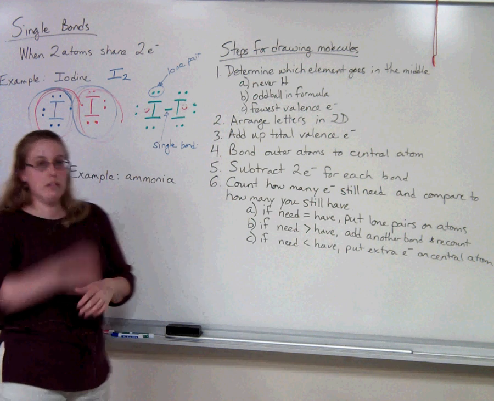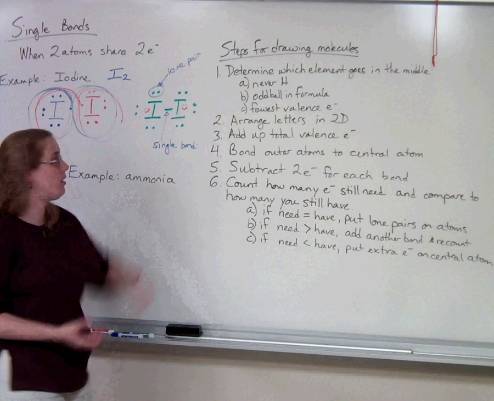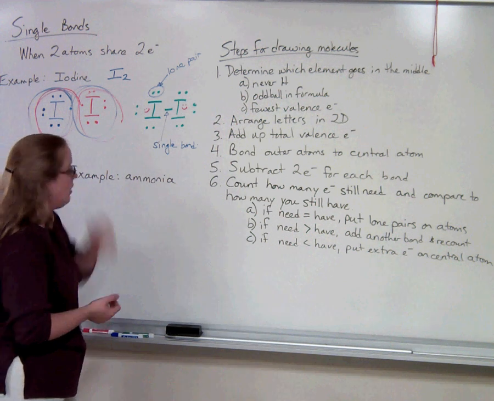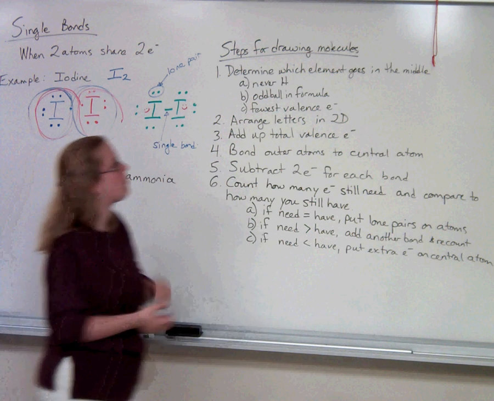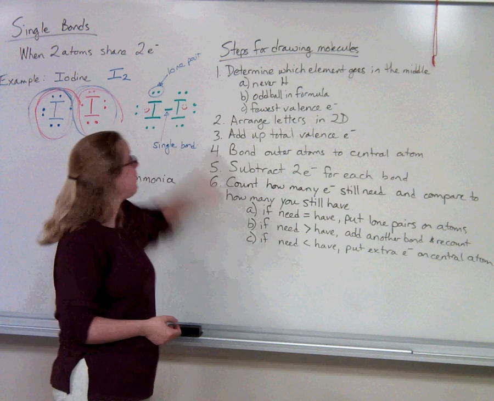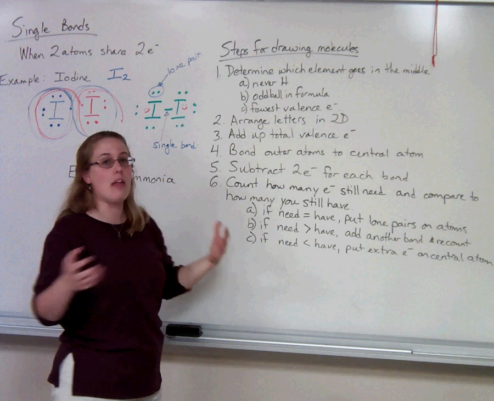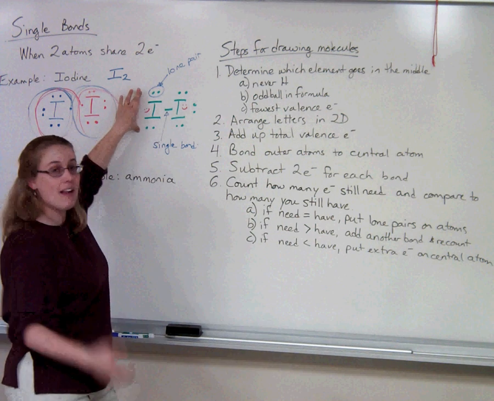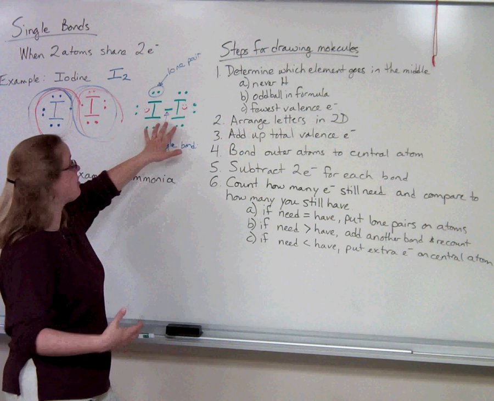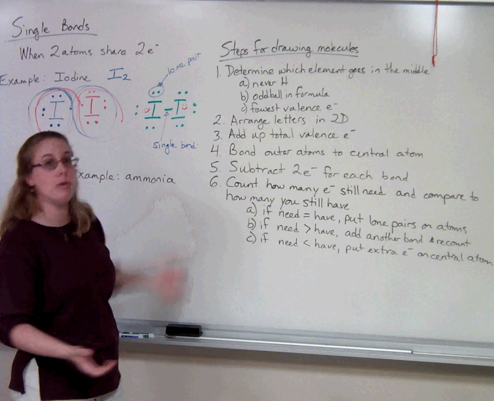So, how are we going to draw these? Now, it's not going to be as simple as drawing this iodine. That was just a very simple one just to start us off. As the molecules get more complicated, you're going to need to follow these steps. So write them down. The first thing you've got to do is figure out what element is going to go in the middle. Now, in this case, we have iodine. There was no middle. There was one end and the other end, and that's it. But if we have more than 2 atoms, then somebody has to be in the middle. We've got to figure out who that's going to be.